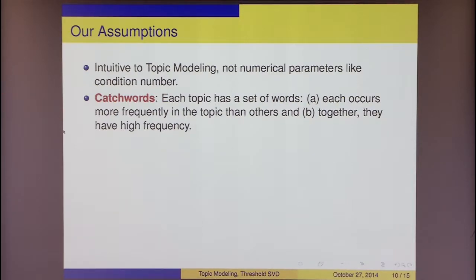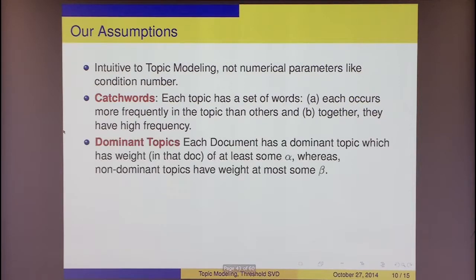So the assumption here is each topic has a set of words, not one word, but a set of words, each of which occurs more frequently in the topic than others. So we're not saying that it doesn't occur at all in the other ones, but more frequently. And together they have high frequency. So it doesn't have to be that one word occurs every 20th time in the document, but a combination of words, right? So that is catchwords, dominant features in other words.